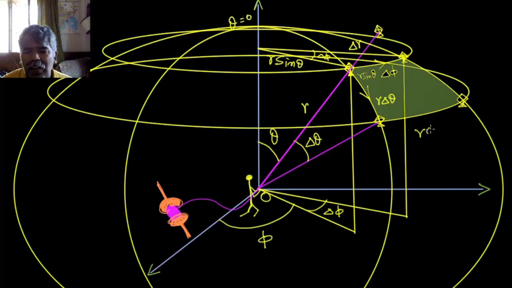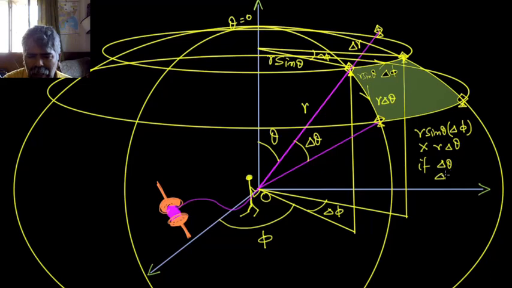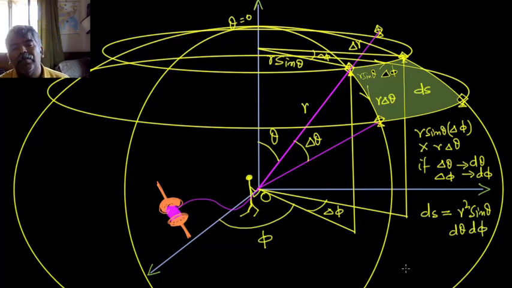So r sine theta delta phi multiplied by r delta theta. If these are elementally small, if delta theta and delta phi both tend to d theta and d phi, then this ds, if we take this area as ds, is r squared sine theta d theta d phi, correct?